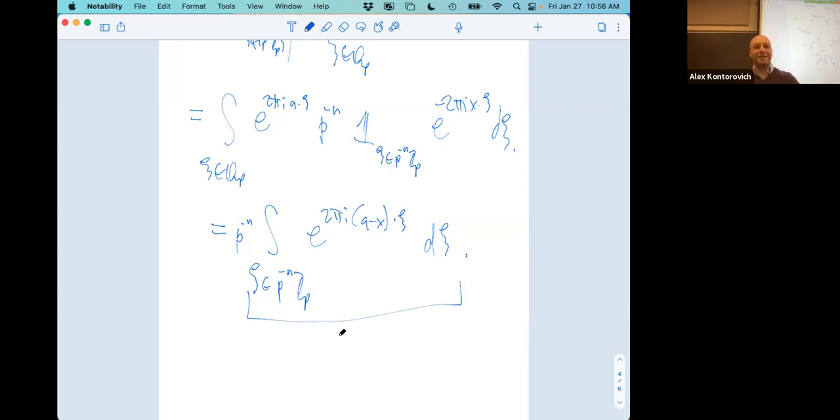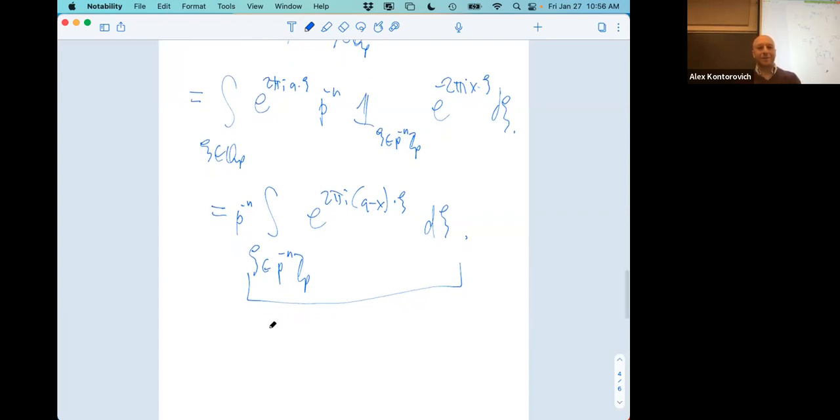Depending on whether a minus x is in p to the n Z_p: if a minus x is in p to the n Z_p, then when I multiply it by c's in p to the minus n Z_p, I just get 1. And the integral is just the measure of p to the minus n Z_p, which is p to the n. We can keep this constant p to the minus n. So we just get 1.